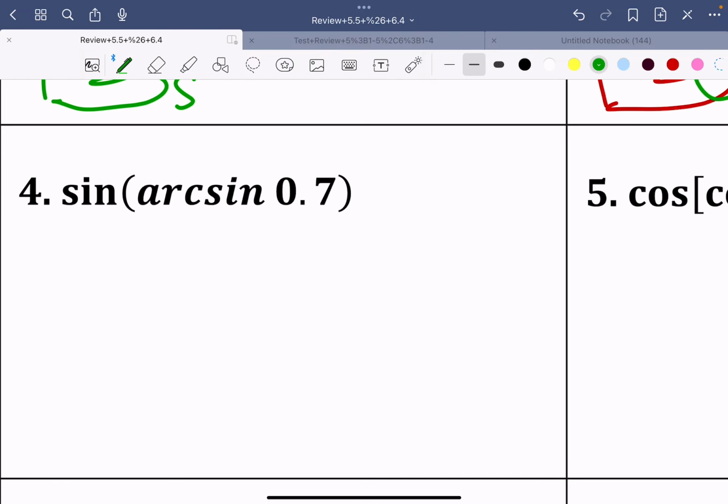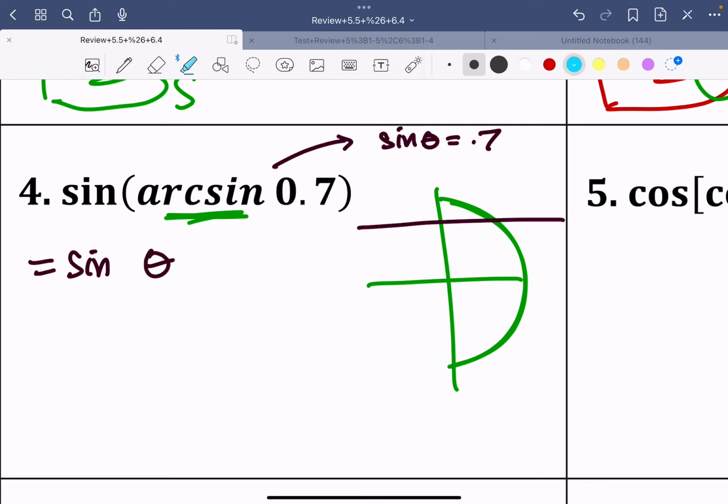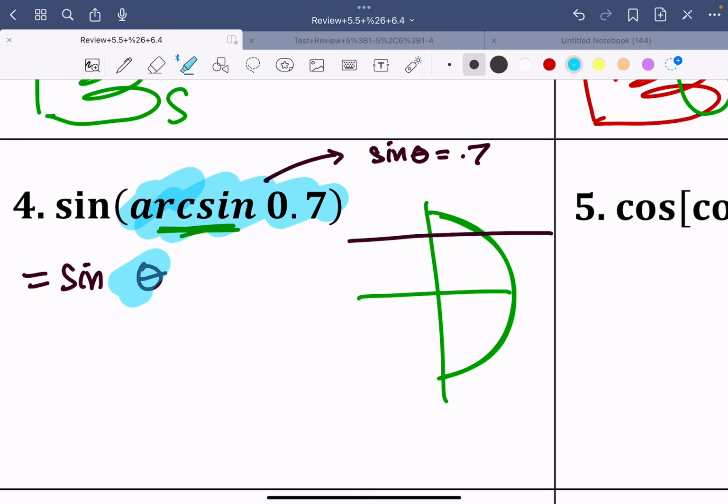Sine of arc sine of 0.7, well, arc sine is just undoing this number. So I want to do arc sine of 0.7. Here's the easiest way to think about it. This is saying that the sine of some mystery angle is equal to 0.7. And then here in a second, I'm going to take the sine of that angle. So whatever angle I get in here, I'm going to take the sine of that angle to get me a number at the end.